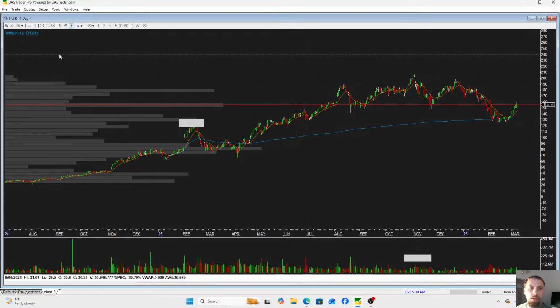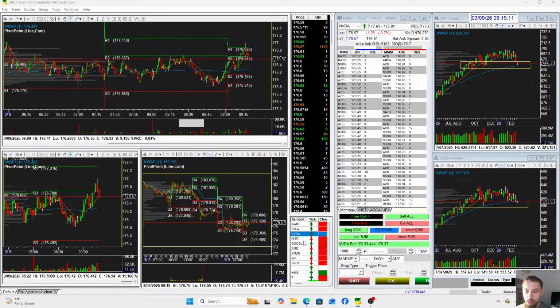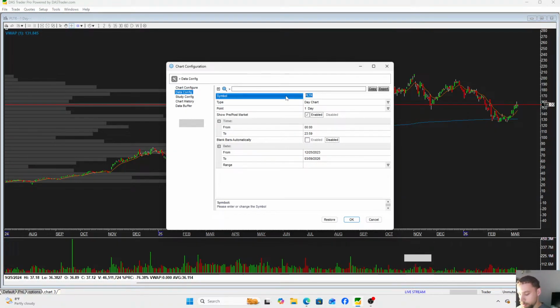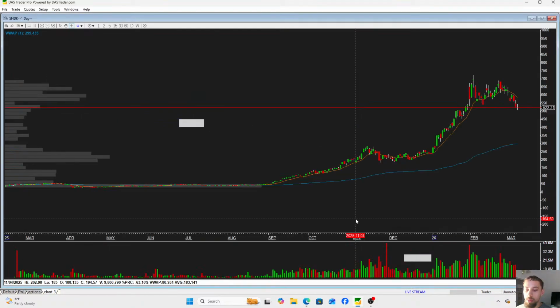PLTR, not really of interest for me. It's just been going sideways here, and pretty much dead center of this range, dating all the way back to August of last year. I don't really care to draw anything for PLTR. That's nothing that's of interest for me. SNDK, that's the ticker name for SanDisk. 10 minutes till the open.